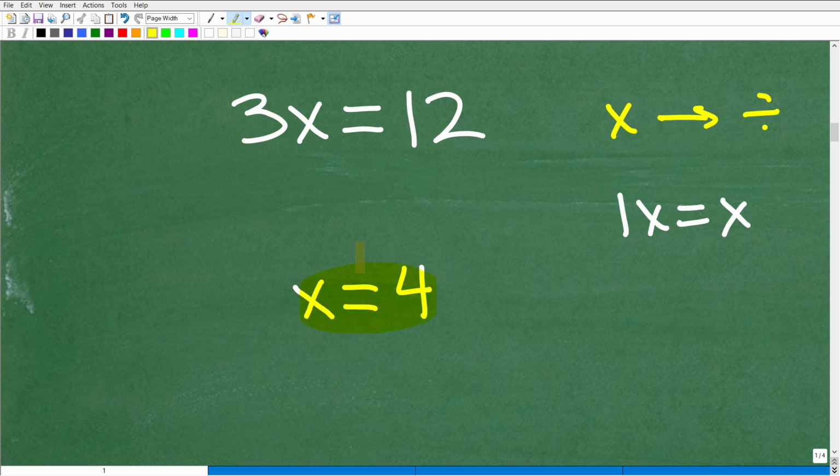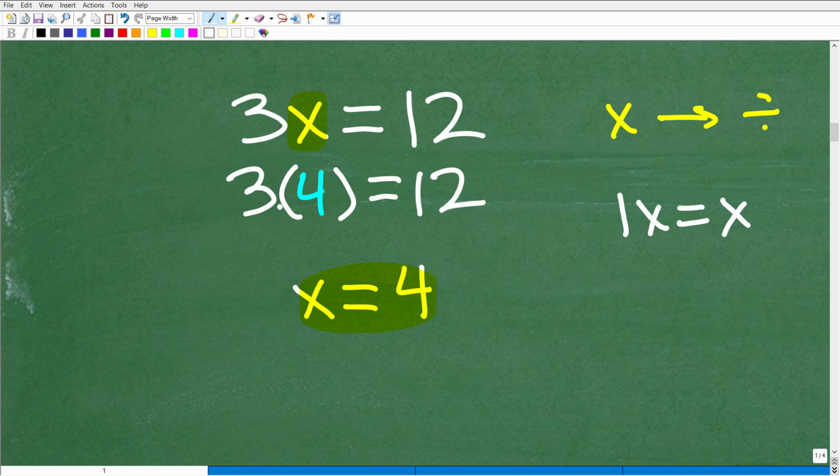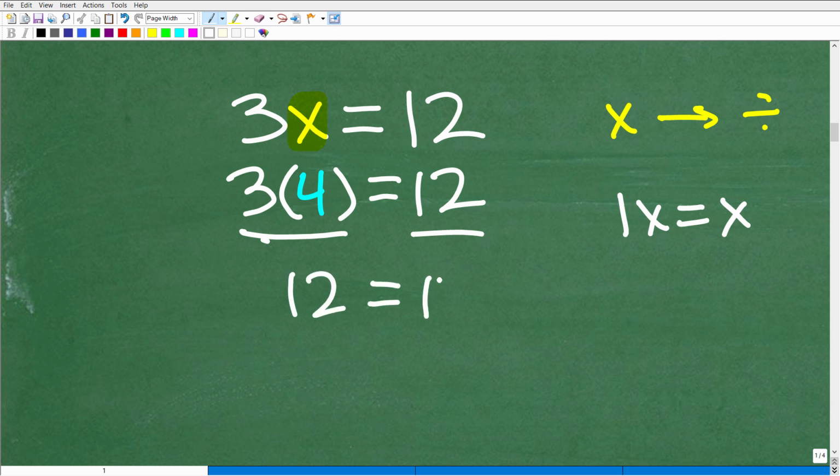If x is equal to 4, we could replace this x with 4 and verify this, right? So we can go 3 parentheses, let's plug in 4 for our solution, and let's ask the question, is 3 times 4 equal to this? Well, 3 times 4 is 12, and 12 is equal to 12.